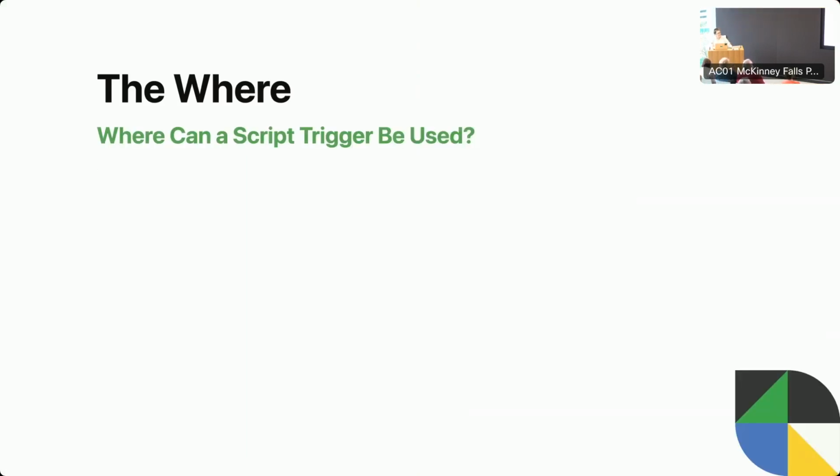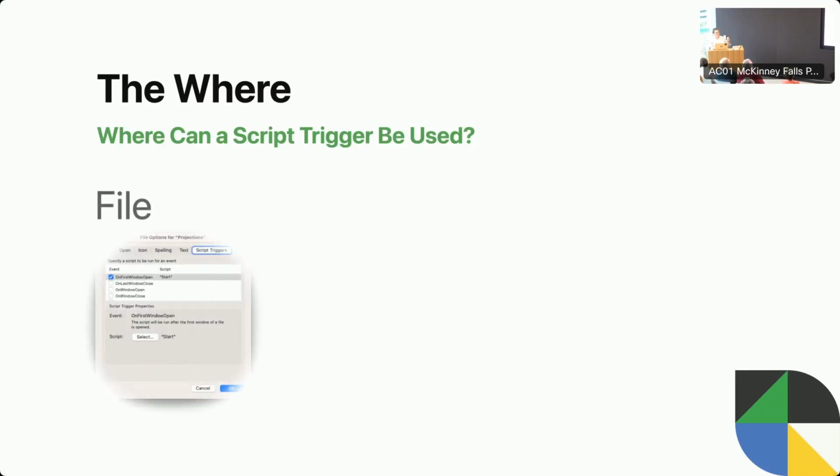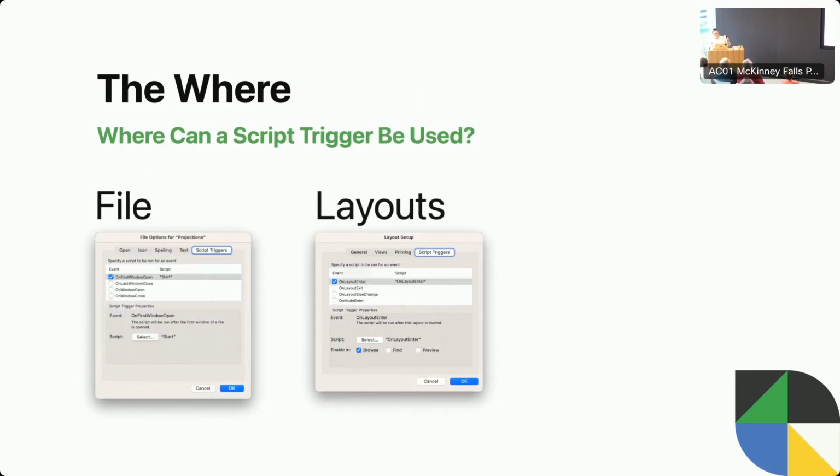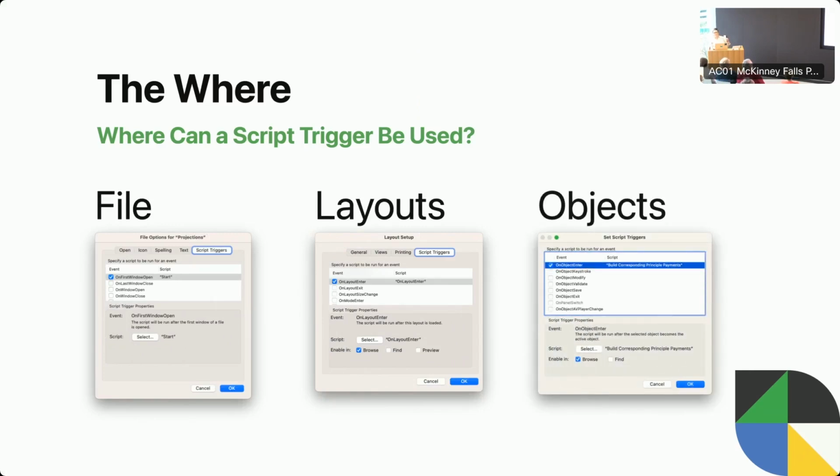So where can we use them? This is real basic here. What I mean by where can I use them is from what context do I attach a script trigger? What can I attach a script trigger to? I can attach it to a file. I can attach it to a layout, or I can attach it to an object. By object, I mean layout object. That includes all kinds of layout objects.